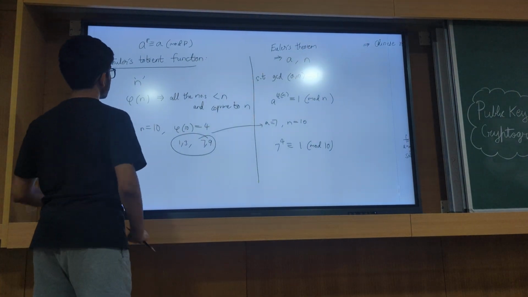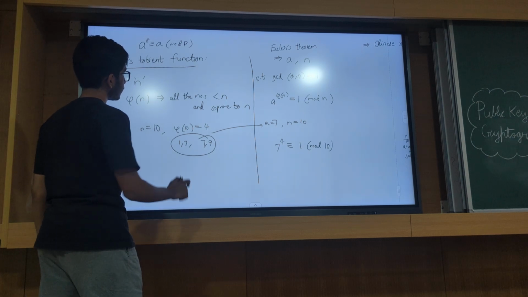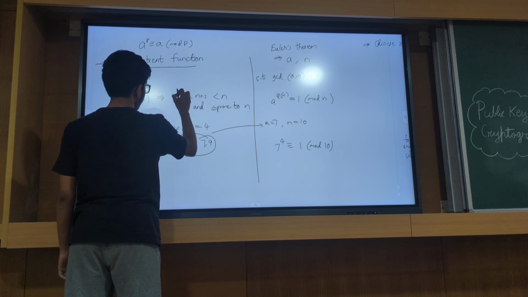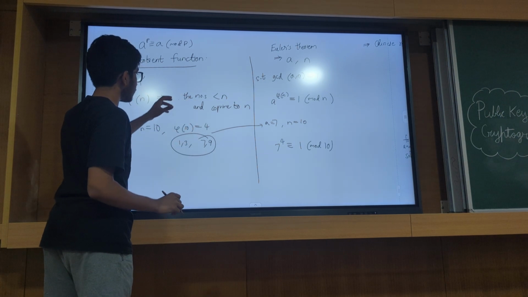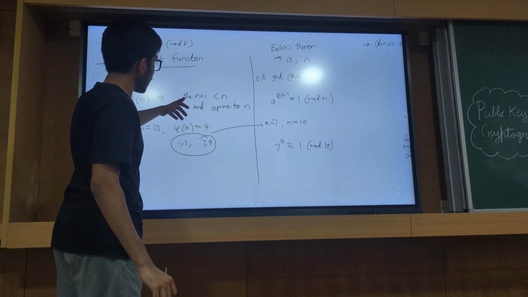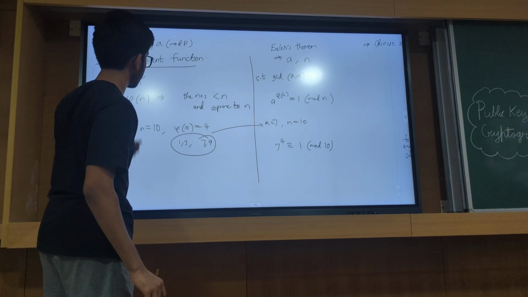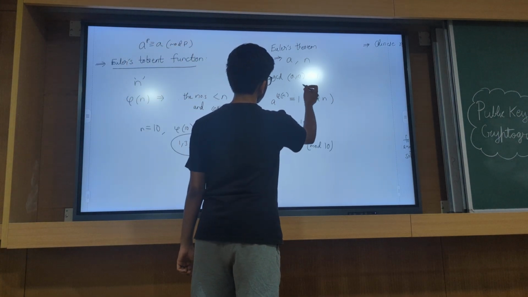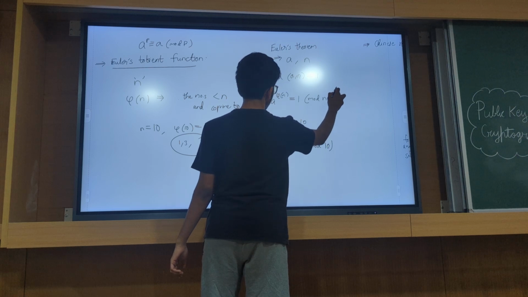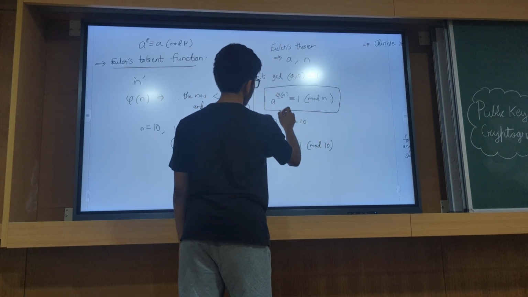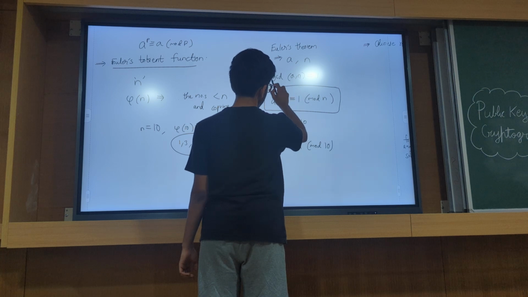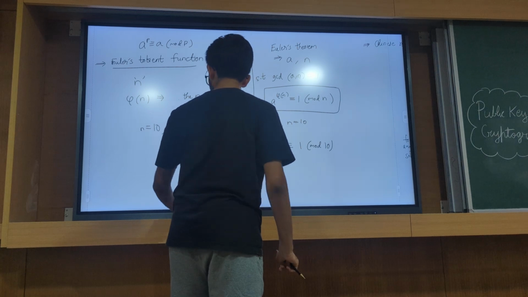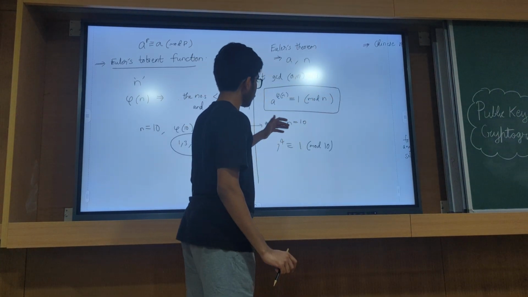And then Euler's totient function. So phi of n is defined as the number of numbers which are less than n and co-prime to n. This is Euler's totient function. For example, phi of 10 is 4: 1, 3, 7 and 9. So then we get Euler's theorem. a to the power phi of n is congruent to 1 modulo n. This is Euler's theorem, where a and n are any two natural numbers such that GCD of a, n is 1, and phi of n is Euler's totient function. For example, 7 to the power 4 is congruent to 1 mod 10.